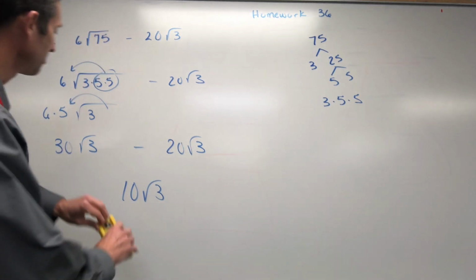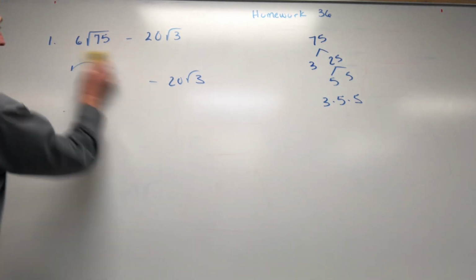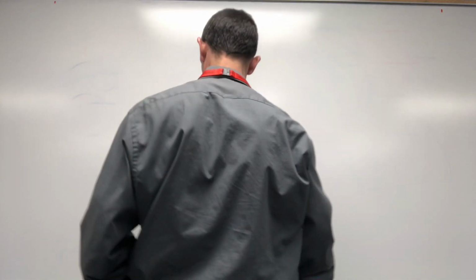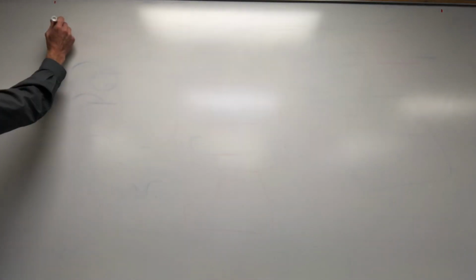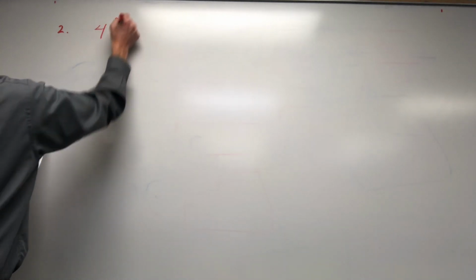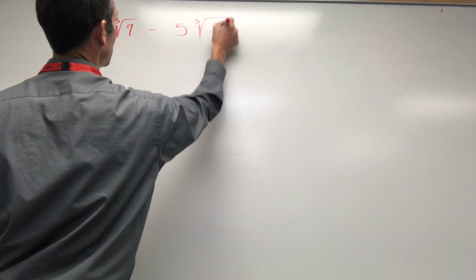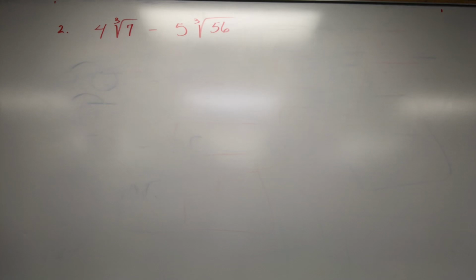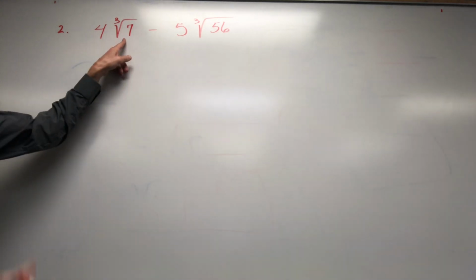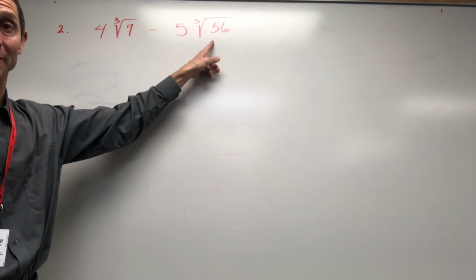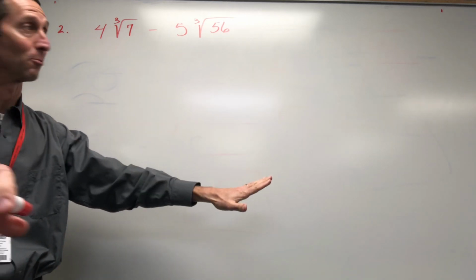We can do the same math problem with cube roots. Let's do one of those right now. Let's do a cube root. All right, number 2. It's got 4 cube root of 7, minus 5 cube root of 56. So the first thing you run into is you're like, okay, I can't do anything with the 7, but that 56 definitely got some work to do.